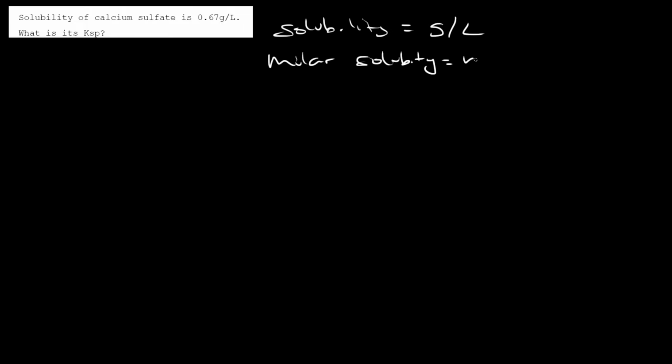So the solubility of calcium sulfate is 0.67 grams per liter. In general, you want to first calculate the molar solubility of this. Solubility is in grams per liter, and molar solubility is in moles per liter. So how can we convert this into moles per liter?